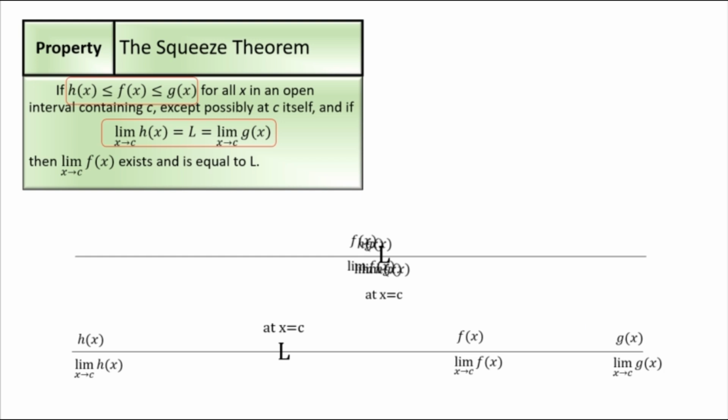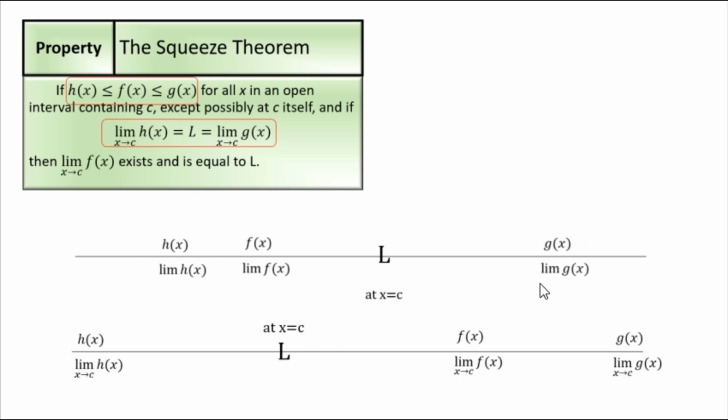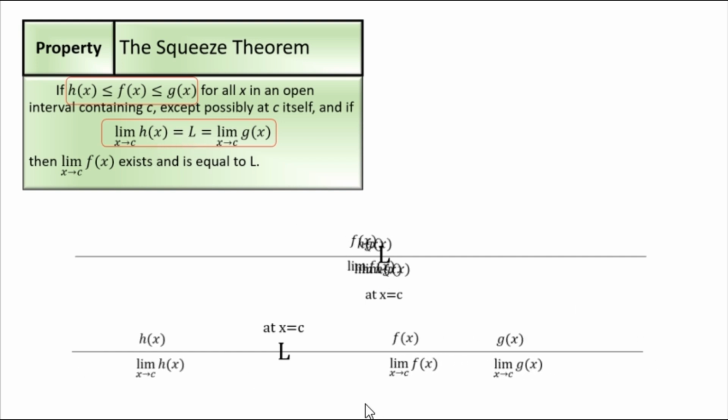All right. So the proof of this theorem can be found in Bartle and Sherbert. Do check them out if you are interested to know the nitty-gritty of this fascinating result. So with that property, the squeeze theorem, we are now ready to solve the limit of sine x over x as x approaches 0.